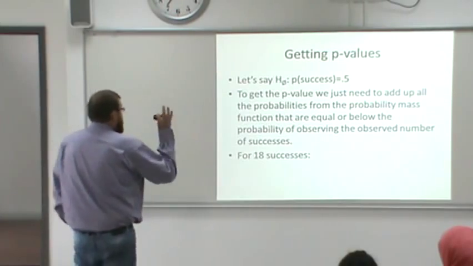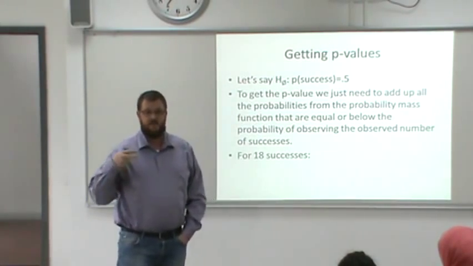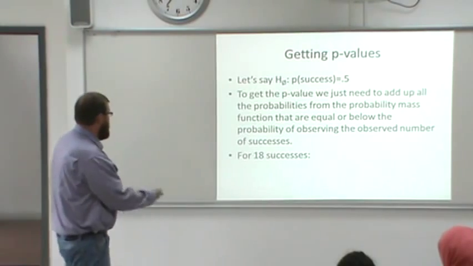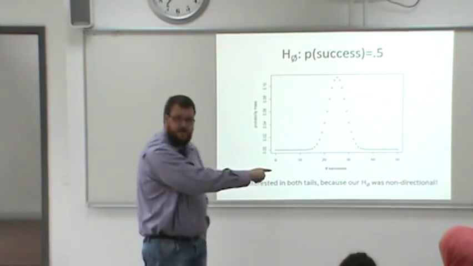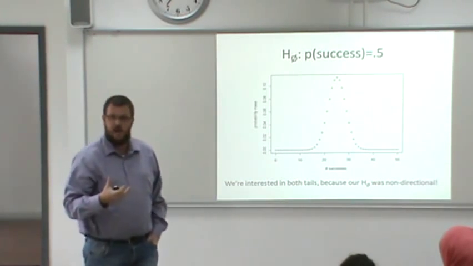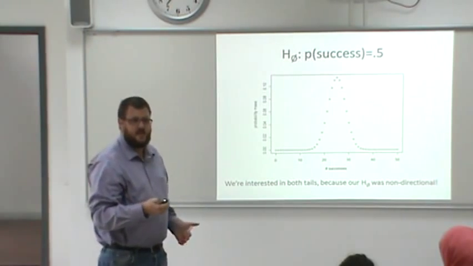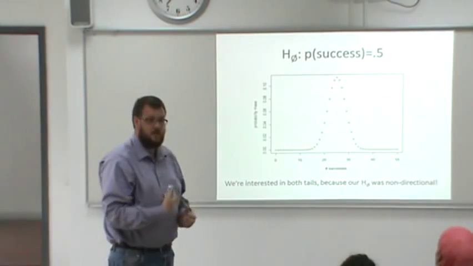So imagine that this is our null hypothesis. We're doing 50 statistical experiments, and we get 18 successes. So here's the probability mass function, right? So where is the probability of 18 successes? Can anyone point to it? I have a laser pointer on here. The middle button.